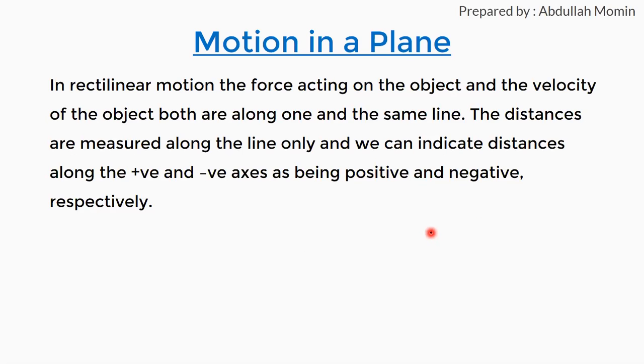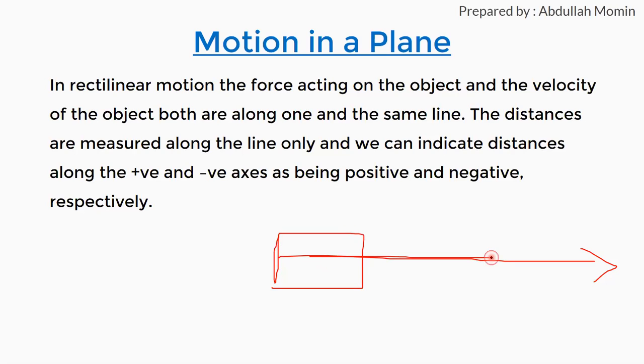Next, what is rectilinear motion? In rectilinear motion, the force acting on the object and the velocity of the object are both along one and the same line. Suppose an object is moving in the forward direction while we are applying the force. The direction of velocity and the direction of force are both in the same line, in the same direction. So this is called rectilinear motion.